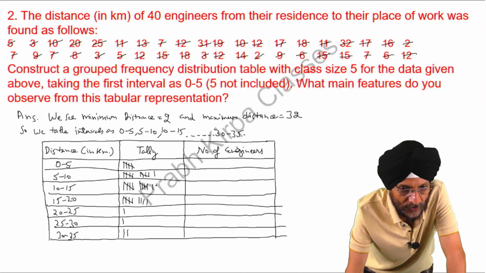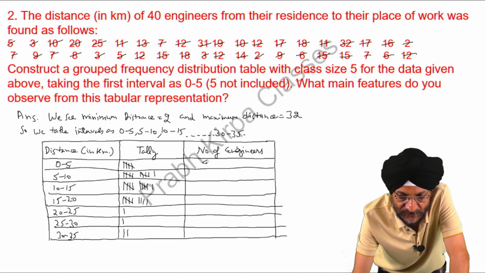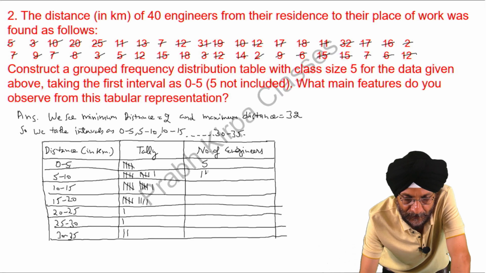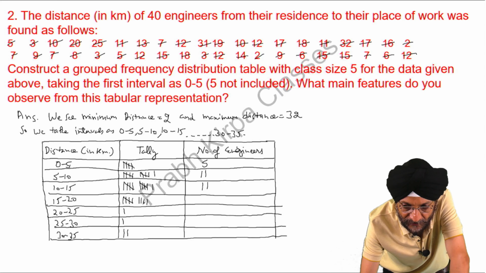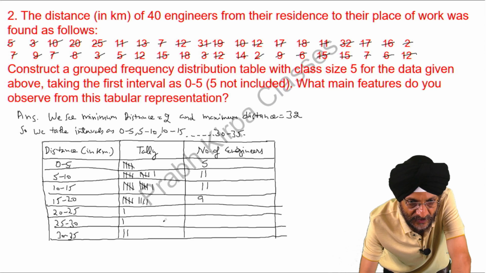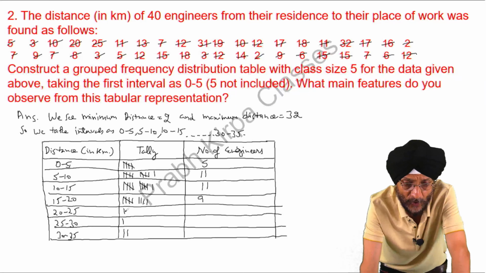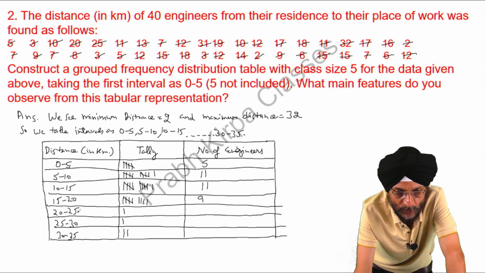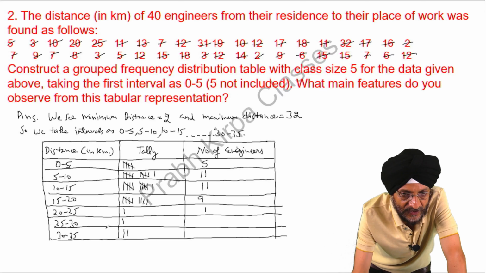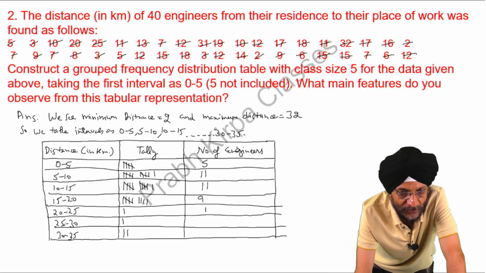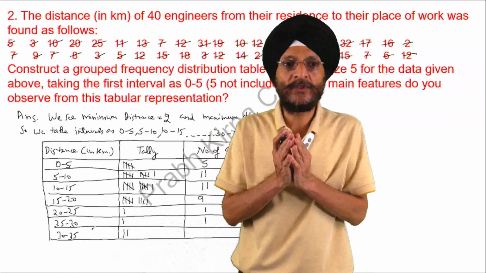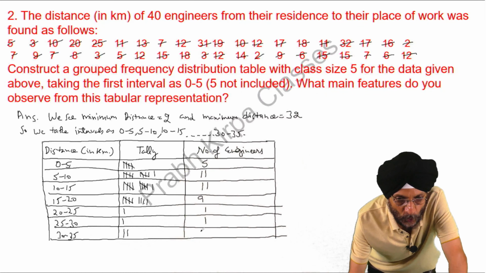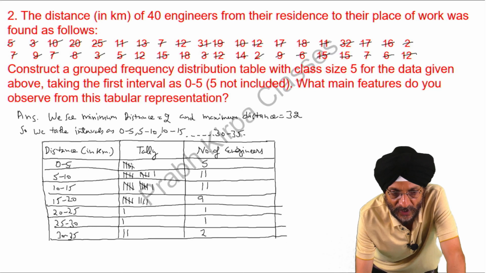Now we will count. This is 5. This is 11. This is 11. 15 to 20: 5 plus 4, these are 9. The number of engineers who travel 20 to 25 is 1. The number of persons who travel between 25 to 30 is 1. And the number of engineers who have to travel the distance between 30 to 35 is 2.